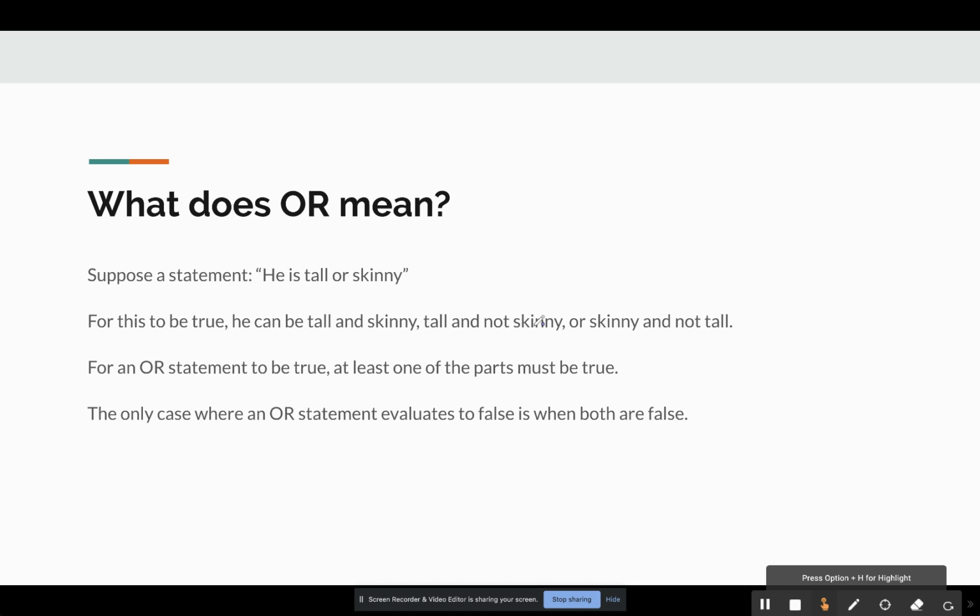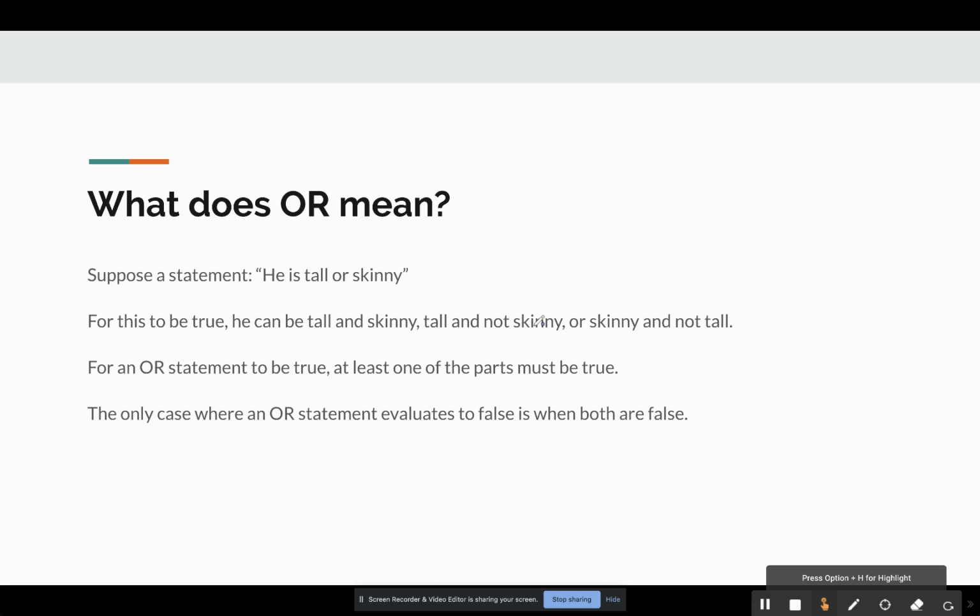Now let's look at what or means. So we can take a statement like he is tall or skinny. Now, for this entire statement to be true, he can be tall and skinny, tall and not skinny, or skinny and not tall. As long as one of these parts is true, the entire statement is true.